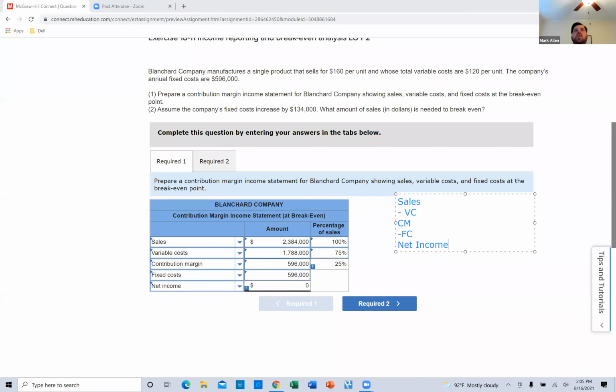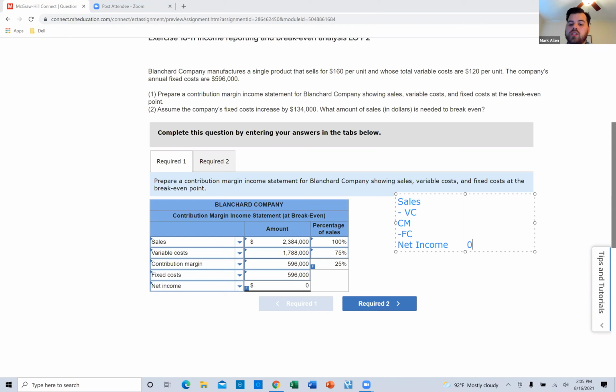So at this point, we're going to have to work backwards a little bit to figure out how this one gets solved. What do we know net income has to be equal to if we're doing a break-even income statement? Well, net income has to be 0. So let's start there. Let's start at the bottom and work up.